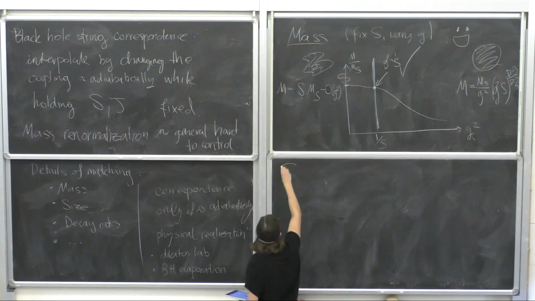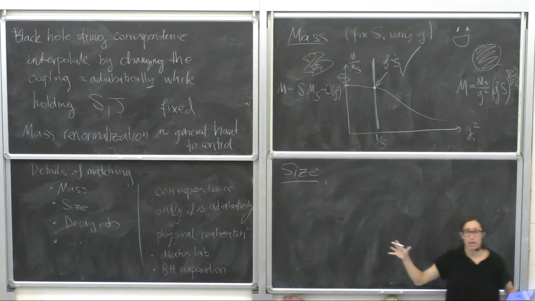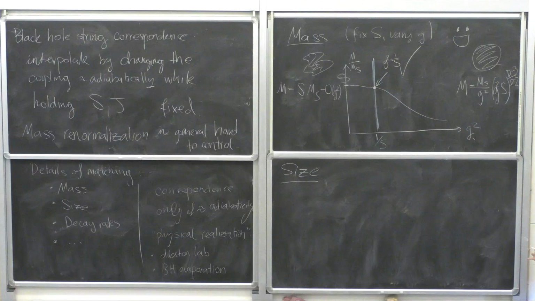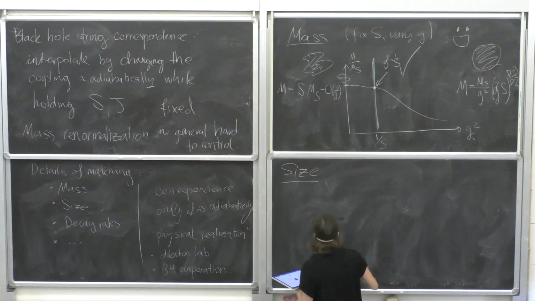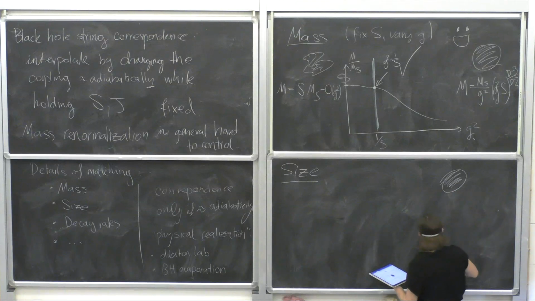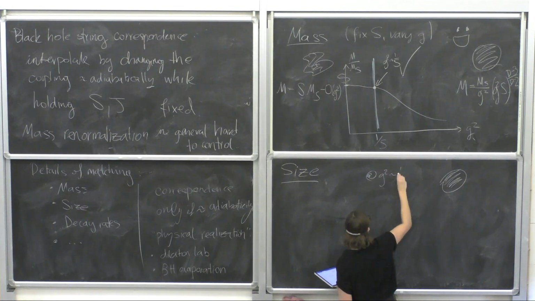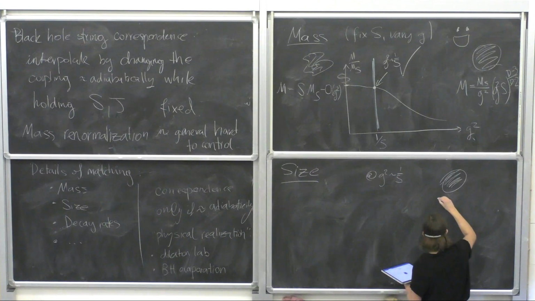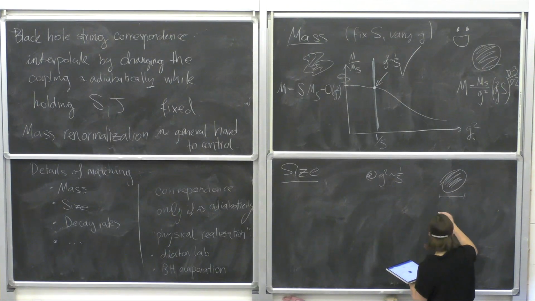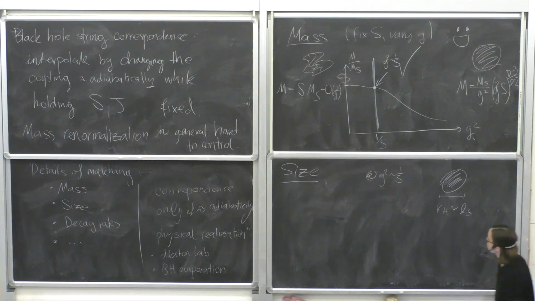Next thing, size. So we said that we start out with our big fat black hole, we decrease the coupling, the black hole becomes smaller, the curvature becomes larger. At some point, we reach the correspondence point, at g squared of order 1 over s, where the black hole will have a size of the order the string scale, string length.